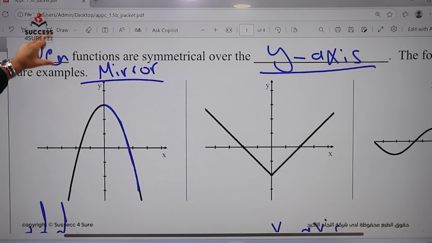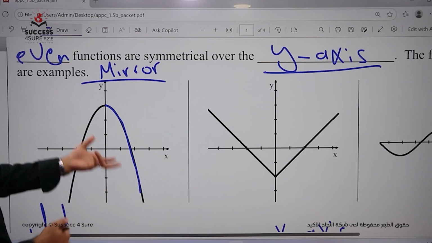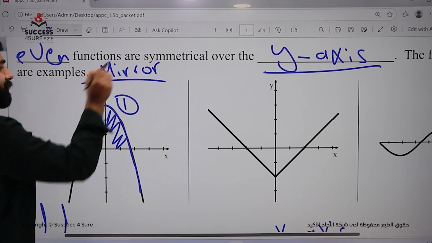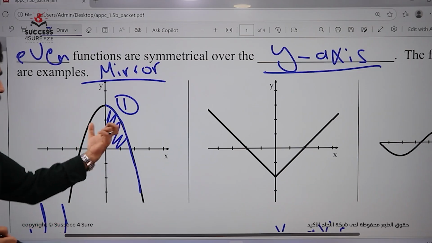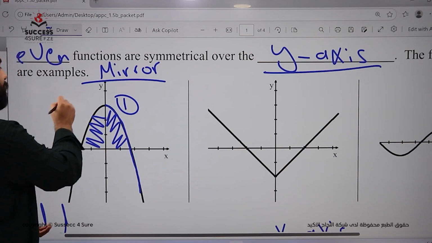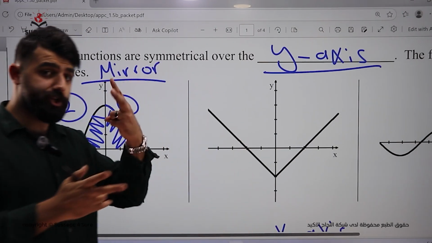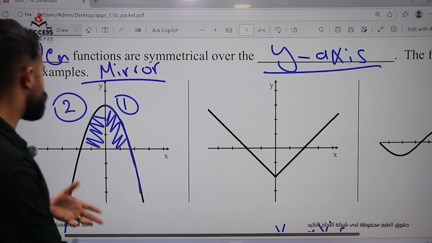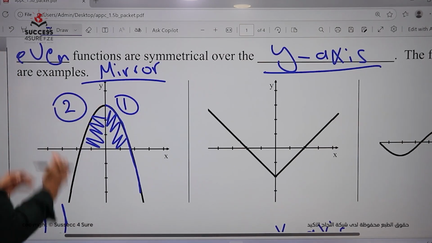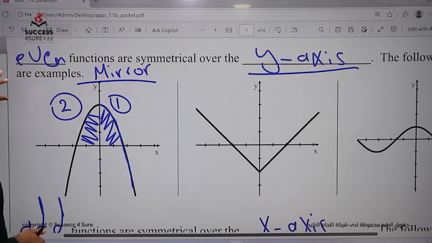In other words, take any special part from the function. I'll take this cavity here. This is in the first quadrant, right? We have the same cavity exactly in the second quadrant. So if you have the same shapes in two consecutive quadrants, if the first shape was in quadrant 1, the second exact shape must be in the second quadrant. That means you are talking about an even function, okay?